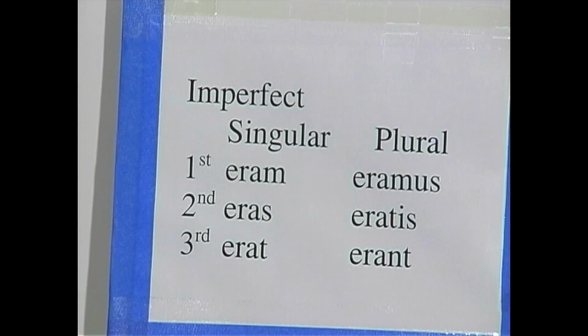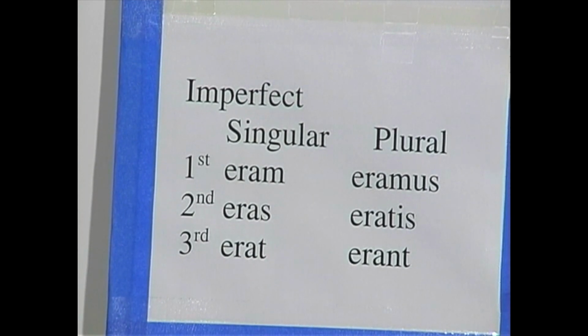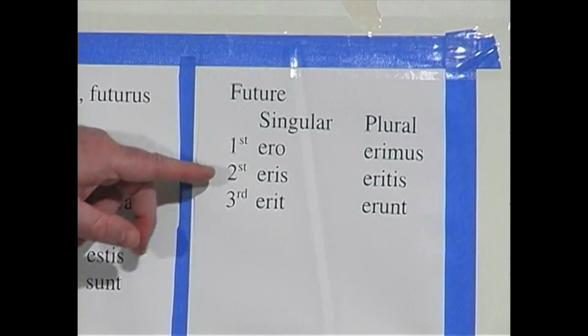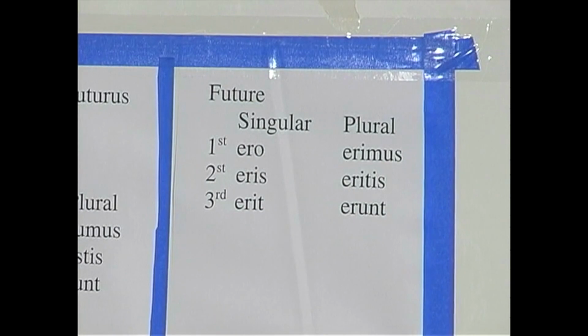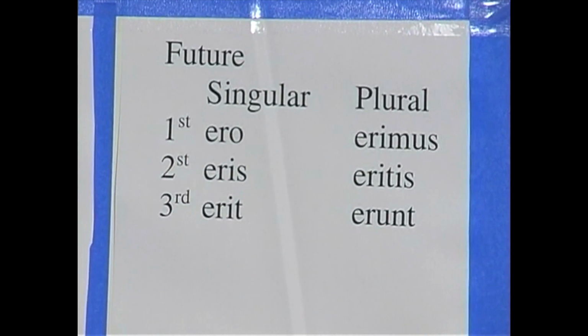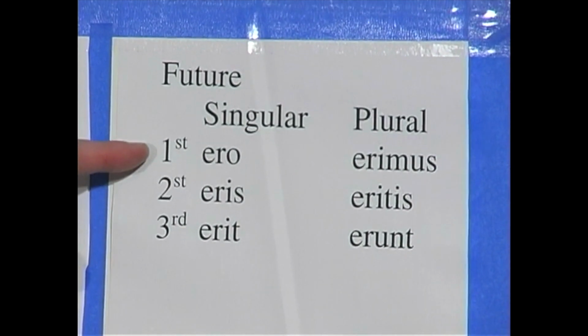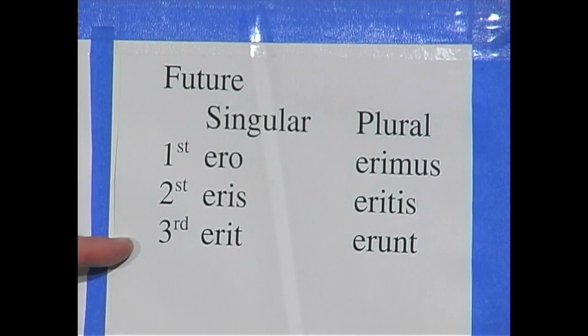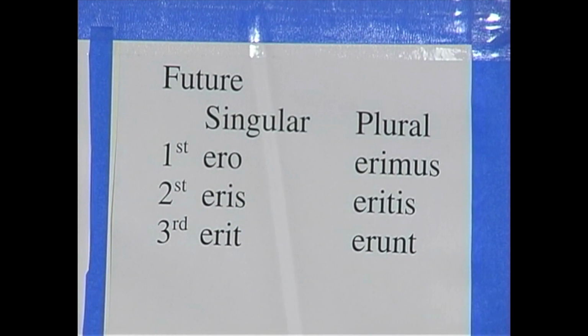And finally, the future conjugation of sum, the verb to be, is formed here: ero, eris, erit, erimus, eritis, erunt. That translates: I will be, you will be, he will be, and in the plural, we will be, you plural will be, and they will be. Erunt, they will be.